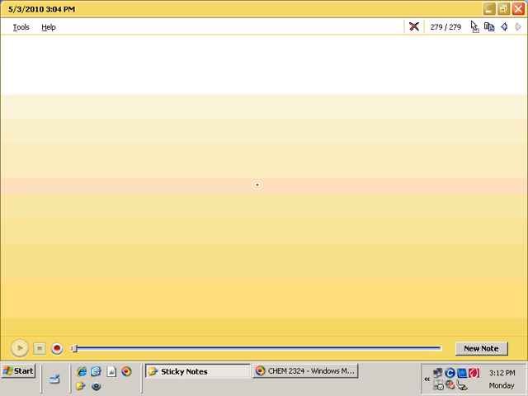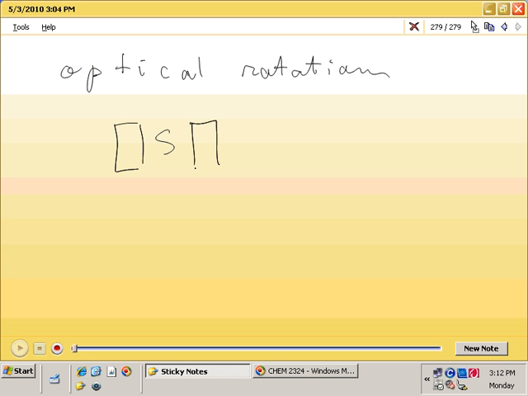Okay, I want to show you some calculations using optical rotation measurements. So optical rotation involves taking a sample, so let me put sample with an S right here, and placing it between two polarizer filters, which I hope you've seen a demonstration of.